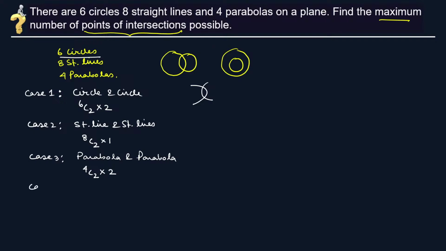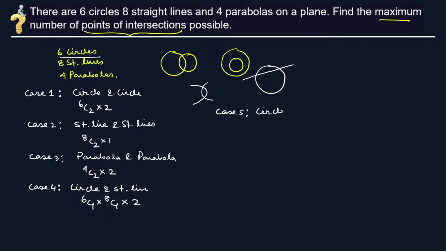Okay. What are the cases? Case 4: now we are taking a circle and a straight line. In how many different ways can you choose 1 circle from 6 circles? It is 6C1. Now you choose 1 straight line. In how many different ways can you choose 1 straight line? It is 8C1. Now for a single circle and a line, the maximum number of points of intersection will be 2. So the total number of such points of intersection will be 6C1 into 8C1 into 2. Is it clear?